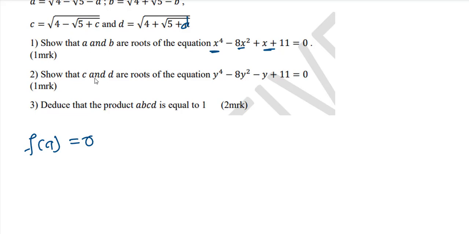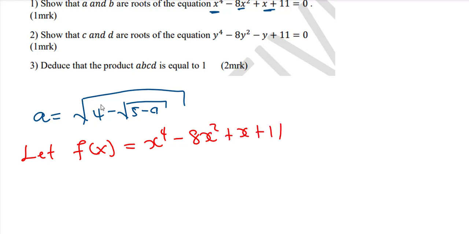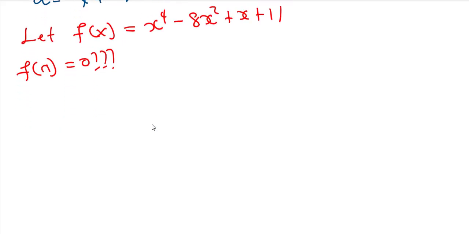So let's do that. Now recall, A is the square root of 4 minus the square root of 5 minus A, all of that in square root. So we are going to replace it in our function. So I'm going to let f of x be my function, x to the 4th power minus 8x squared plus x plus 11. Now verifying if f of a is equal to 0. Here we don't know, but if it gives 0, it means that a is a root.